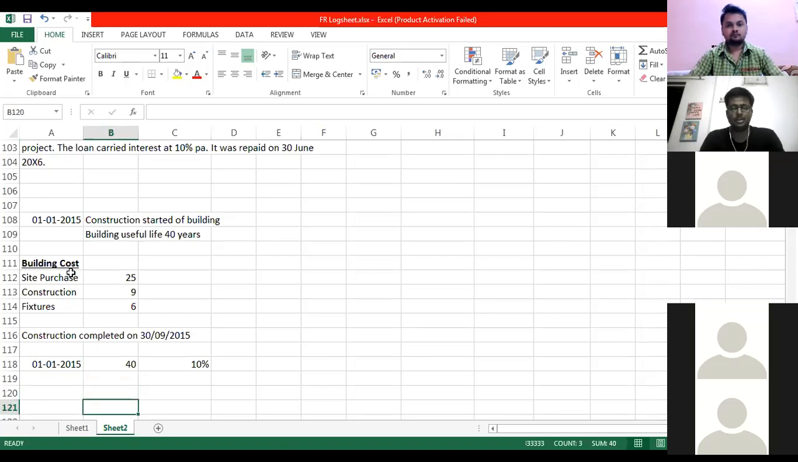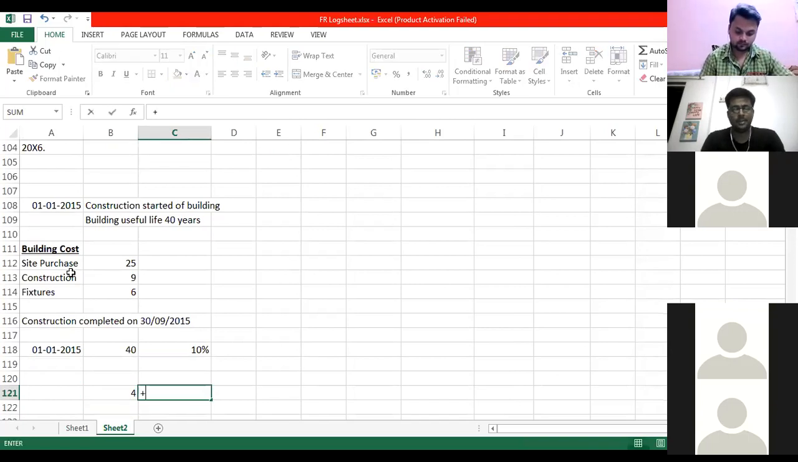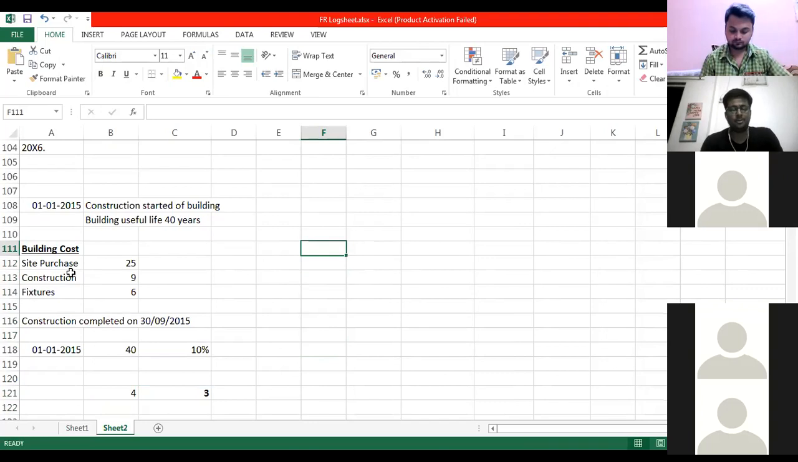So what will be the annual interest? 40 million into 10%, out of which only 9 months interest we can capitalize, so it will be 9 divided by 12, so 3 million we can capitalize. So what will be my cost of asset?